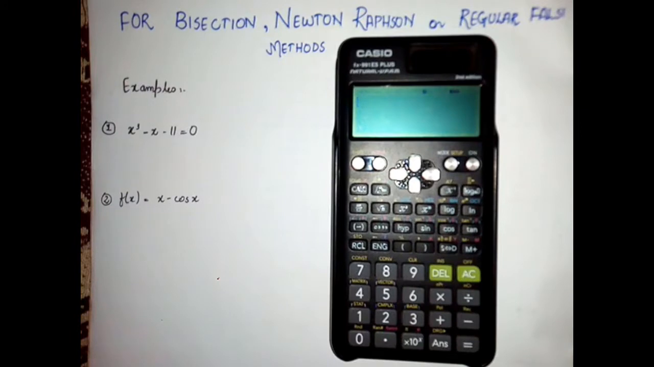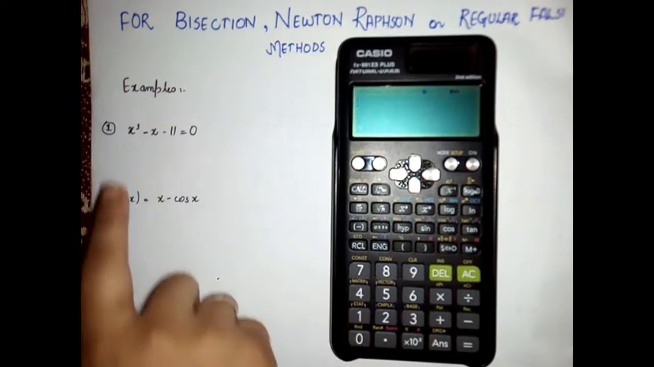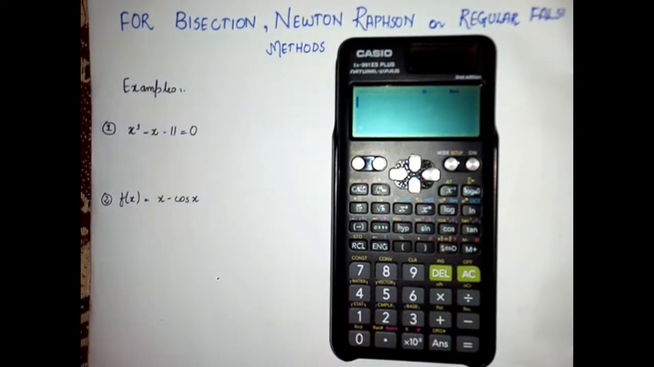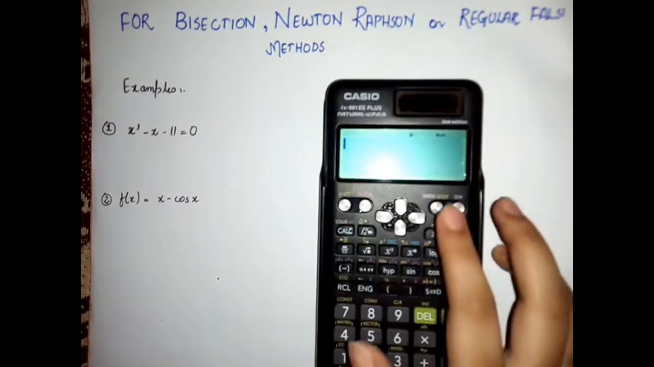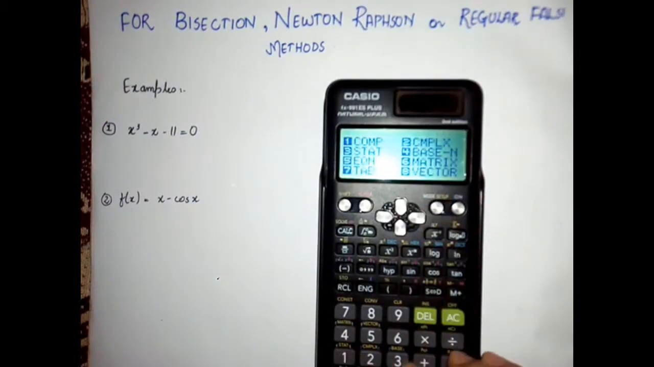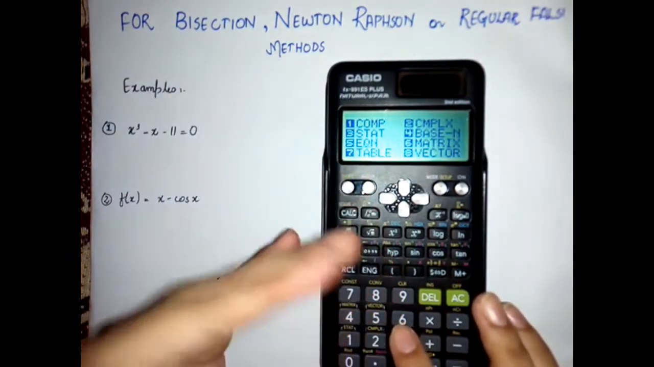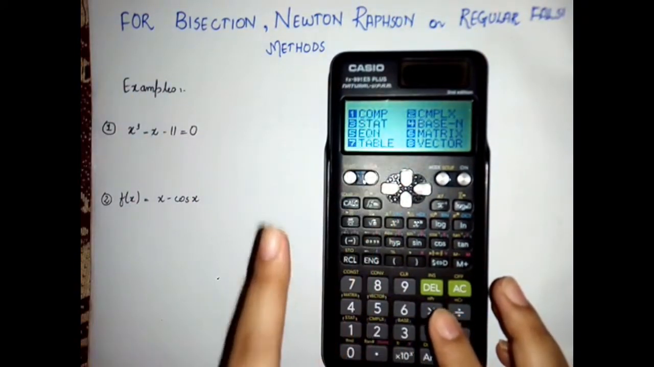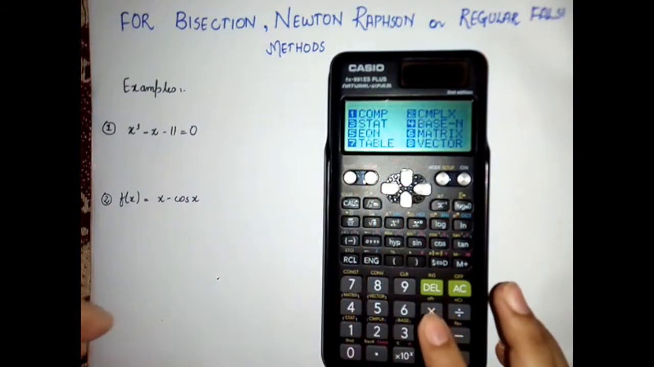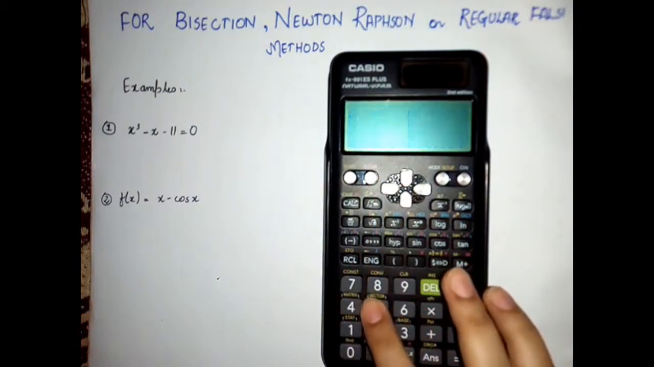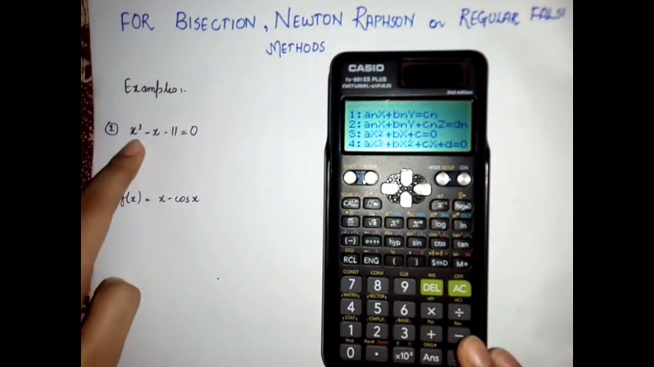The first is a polynomial. So how are you going to find the root of this equation from the calculator? First of all, press MODE, then the fifth option, equation. The options may vary according to the calculator, so you must see where the equation option lies in your calculator, right? So I'm selecting the fifth one. Then I have this form of equation.